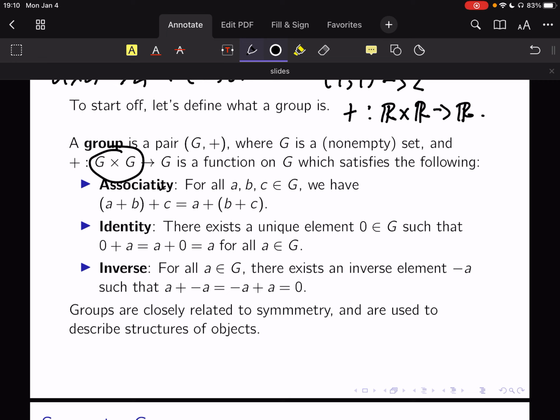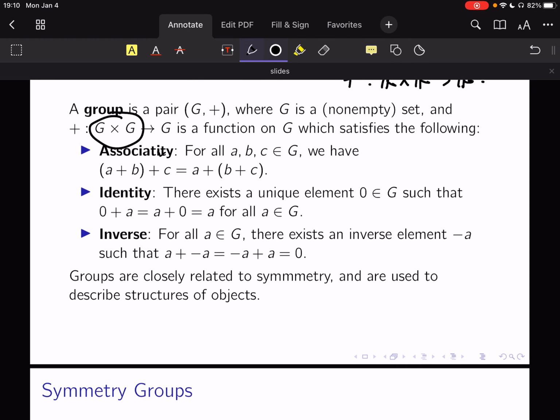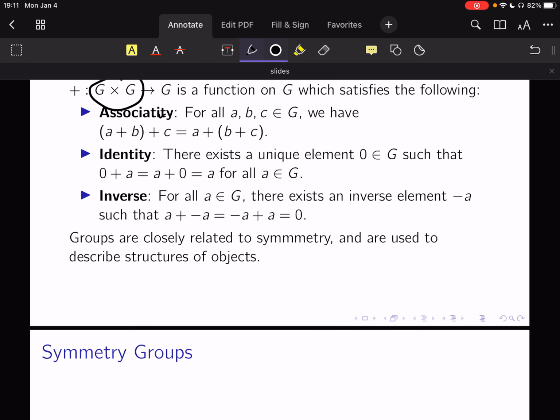That's associativity. For all A, B, and C in G, we have that (A + B) + C equals A + (B + C). We have identity, so there exists a unique element 0 in G such that 0 + A equals A + 0 equals A for all A in G. And the last one is inverse: for all A in G, there exists an inverse element negative A such that A + (-A) equals (-A) + A equals 0.